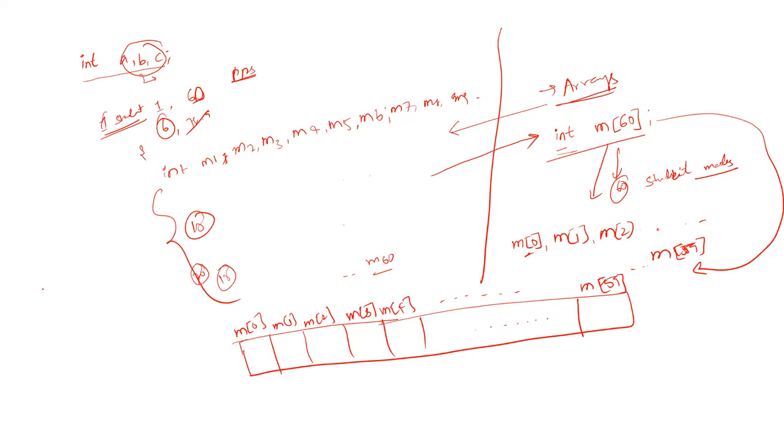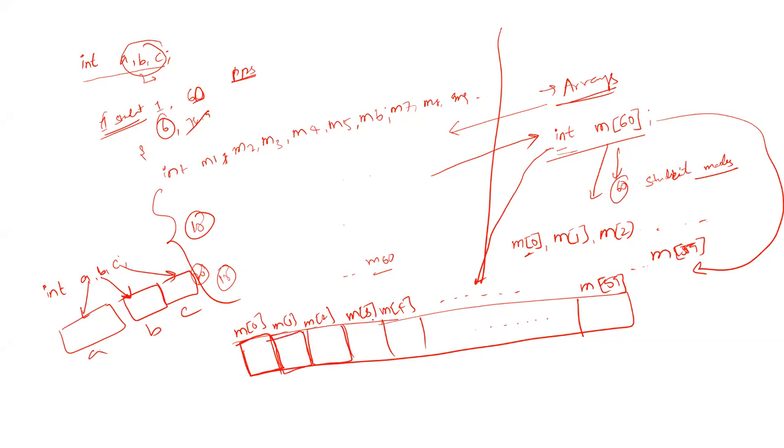So here, when I write int a, b, c, how are the variables created? The same way, three variables are created in memory: A variable, B variable, C variable. Whereas when I write int m of 60, 60 variables are created in memory with names. What is the name of this variable? A. What is this variable name? B. What is this one? C. Likewise, the name of this variable is M of 0, this is M of 1, M of 2, M of 3, M of 4, and so on. The last variable is M of 59. These are the variable names.